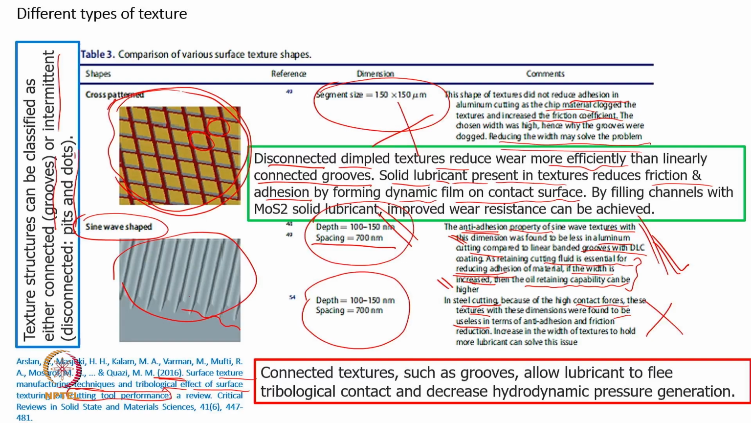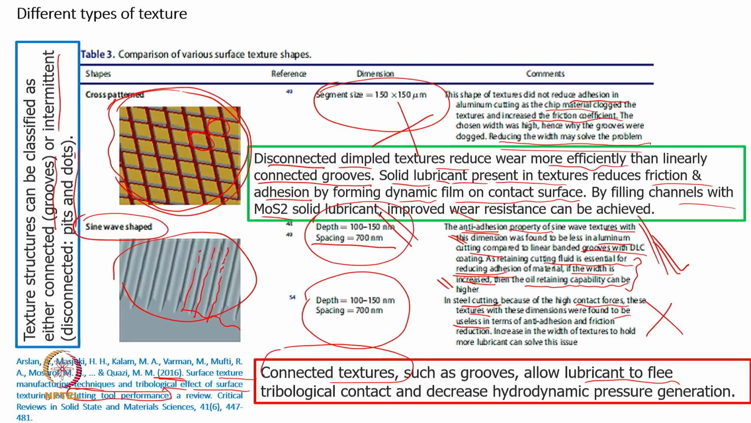The retainability of the solid lubricant in those grooves, or in the texture, will be better compared to other surfaces, or otherwise utilizing the solid lubricant as it is. So, filling the channels with MoS2 solid lubricant can improve the wear resistance. We say the connected texture like grooves allows lubricant to flee, because, as you can see here, if the lubricant is here it will pass easily. So, it will get drained.